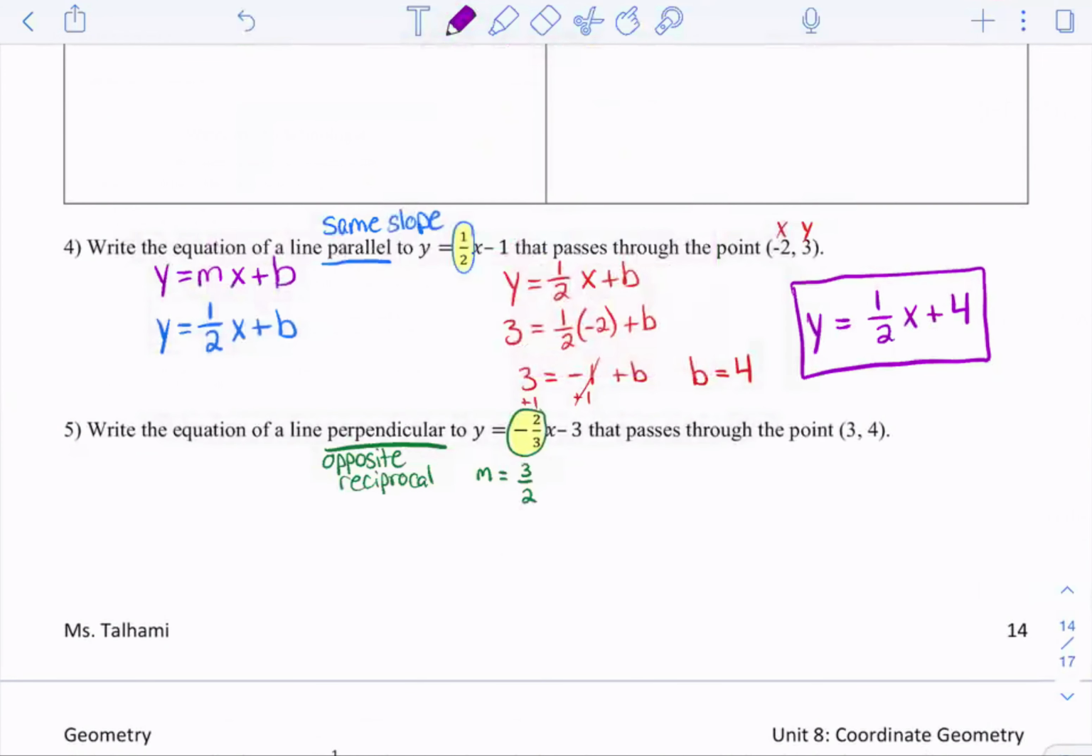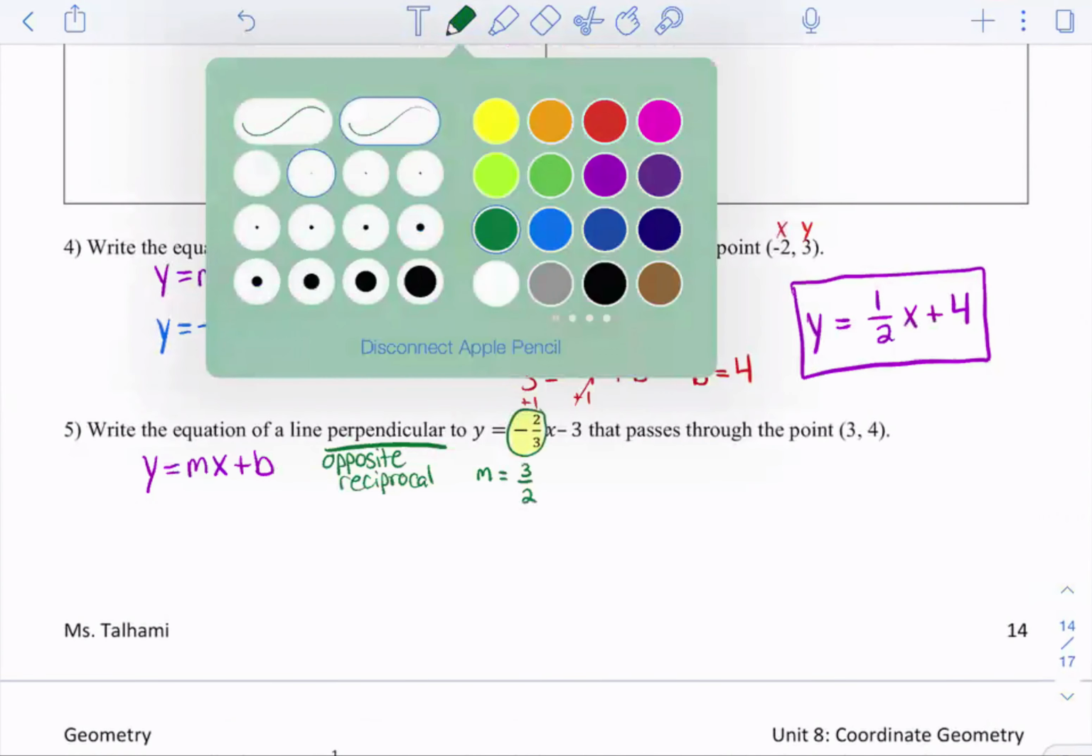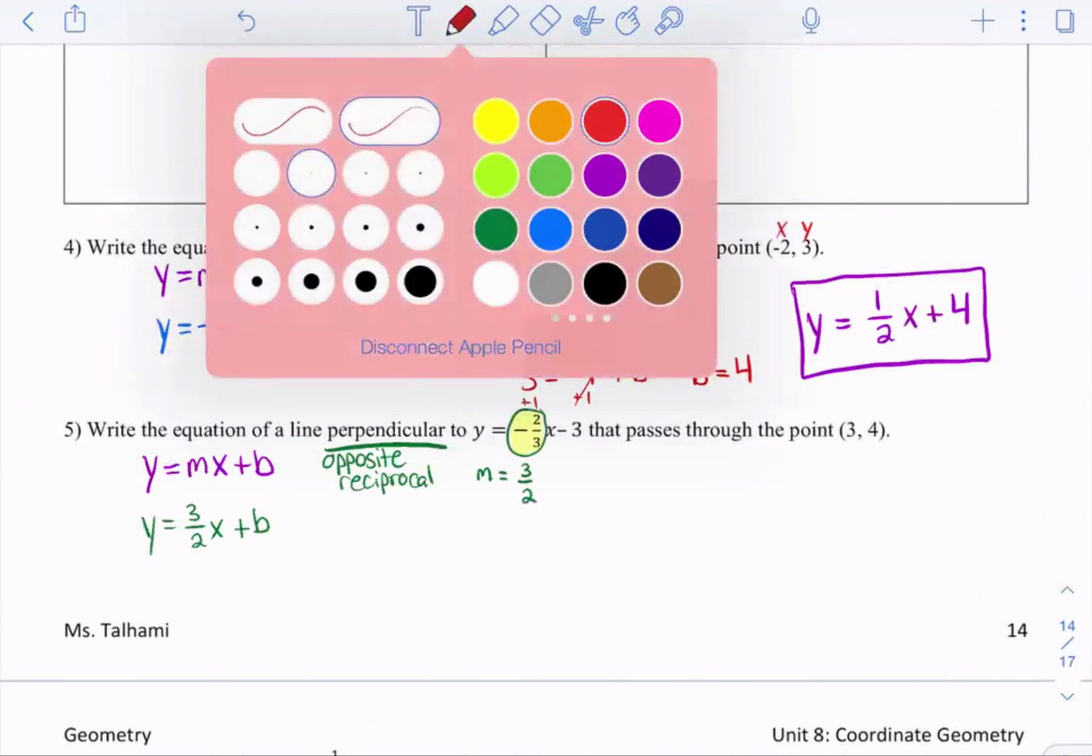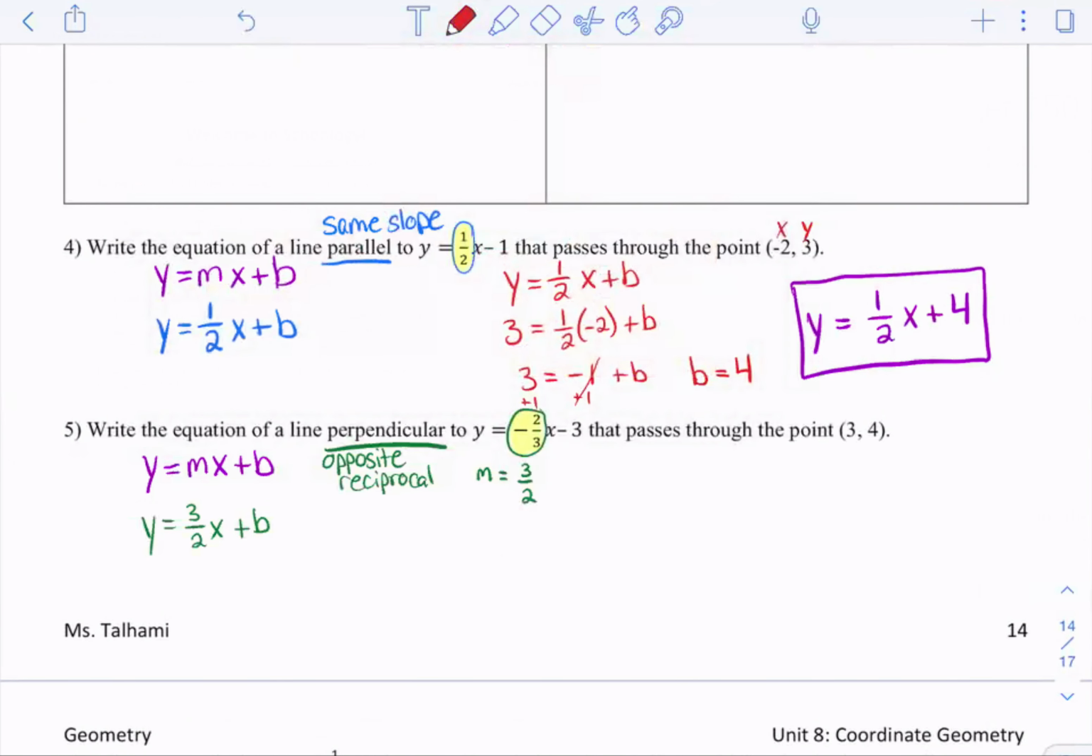There we go. That's a great idea, Miss Murphy. Right away, right from the beginning, so you don't make a mistake. And now you're going to pick a point. No, we don't have to pick a point. They already picked it for us. It's 3, 4. X and Y. So our Y is a 4. And our X is a 3.